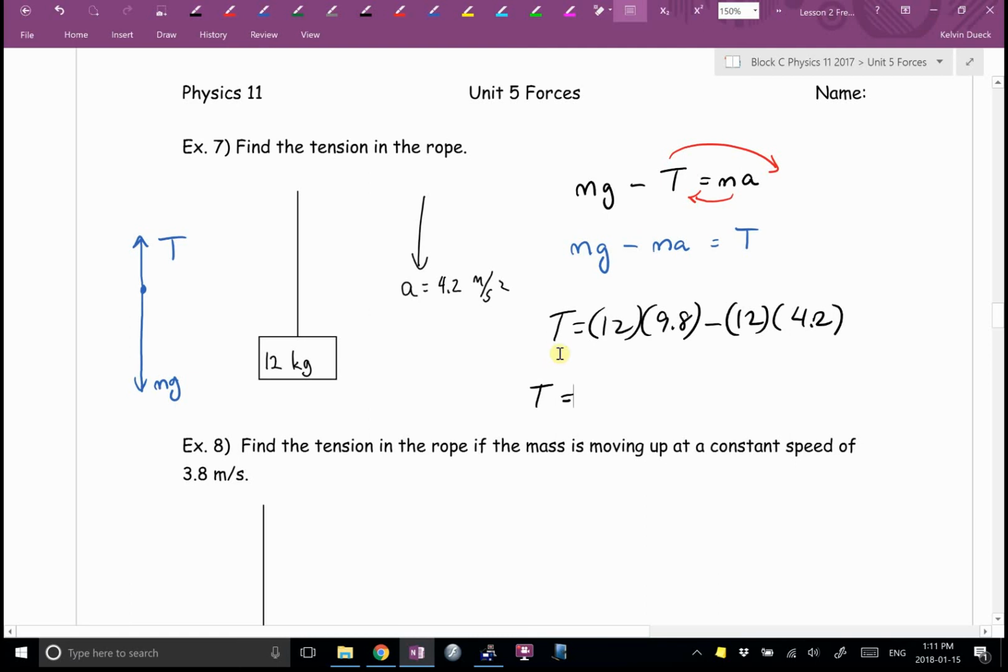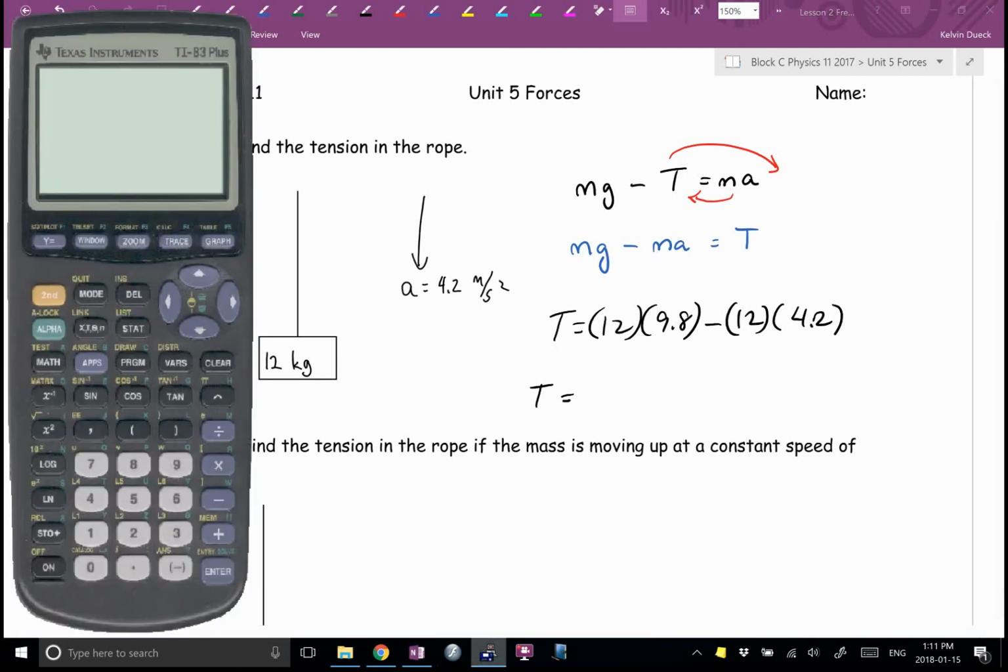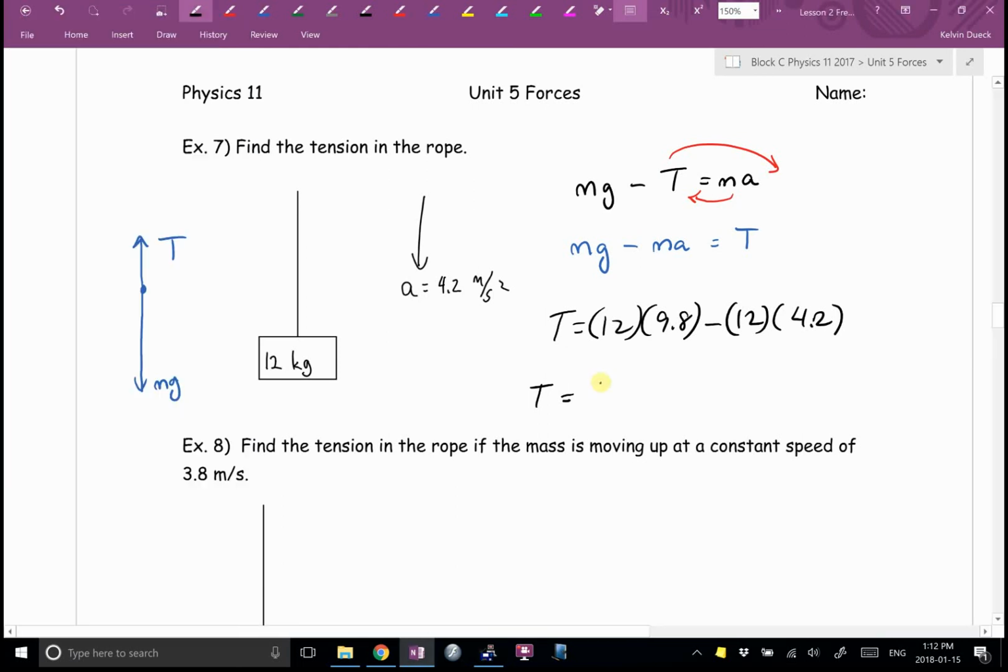What's the tension? (12 times 9.8) take away 12 times 4.2. 12 times 4.2, you get 67.2. Units, it's a force. What do I measure force in? Newtons, good.